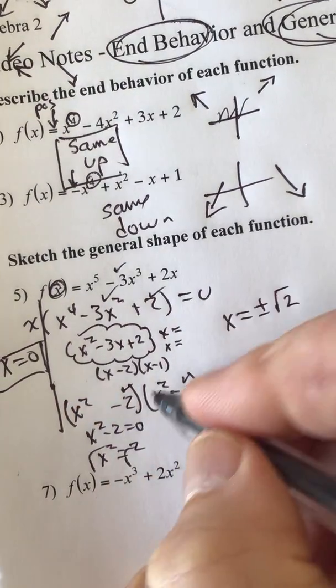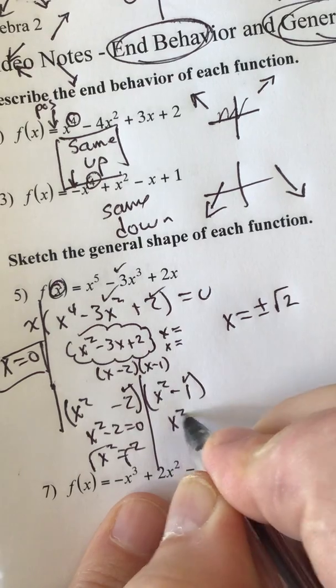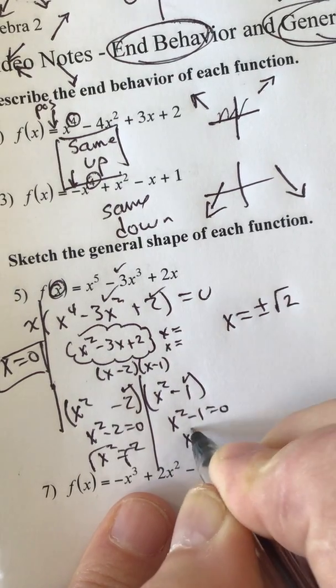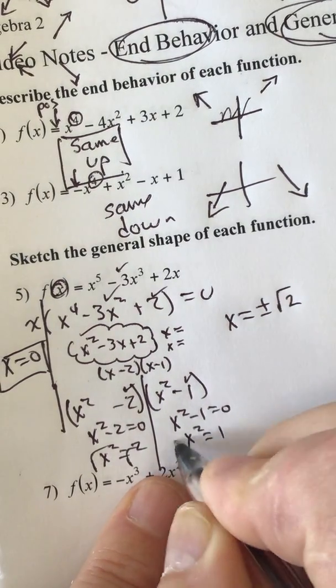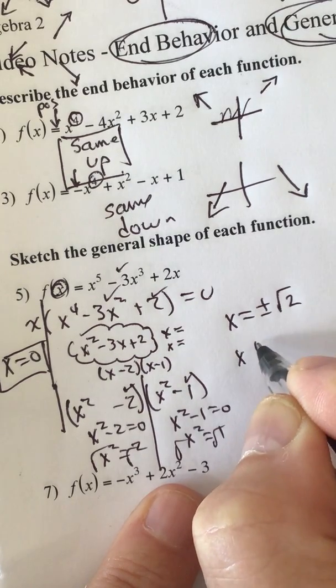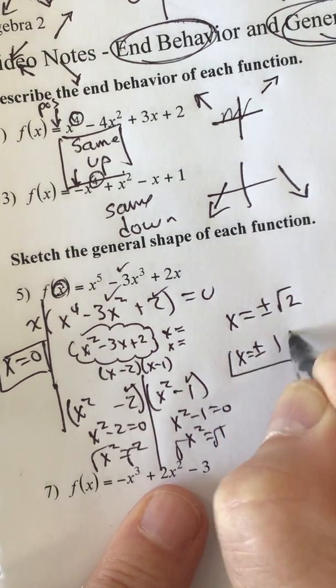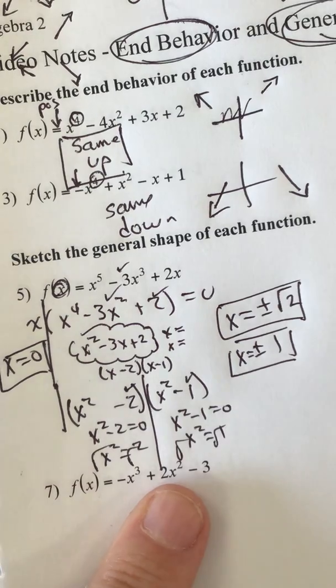So now I've got 3. And then this one is x squared minus 1 equals 0. So move the 1 over and square root both sides. The other one is plus and minus 1. So there's all 5 of them.